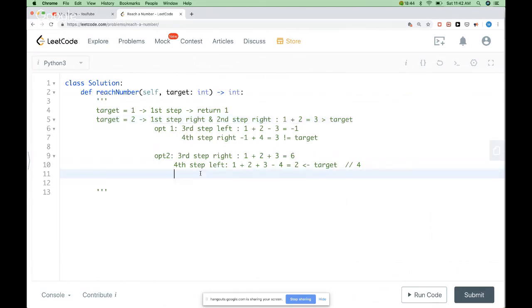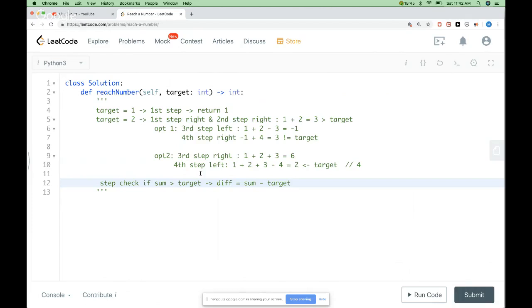So basically at each step, check if the sum is bigger than target. If sum is bigger than target, then we can calculate the diff, which is equal to sum minus target, and check if this value is either odd or even. If diff is even, like the case we found here where it's 6, then we know that we need to go just to the left somewhere, and we can find the solution.